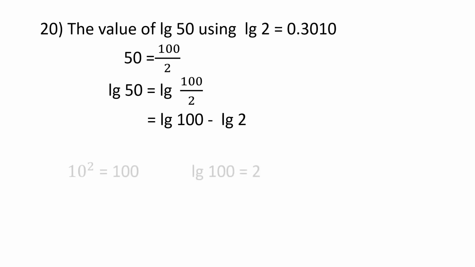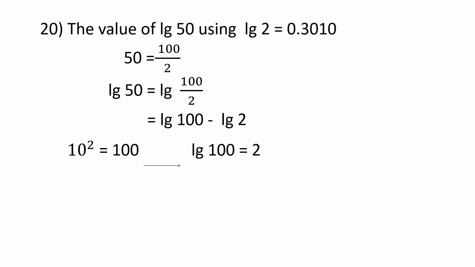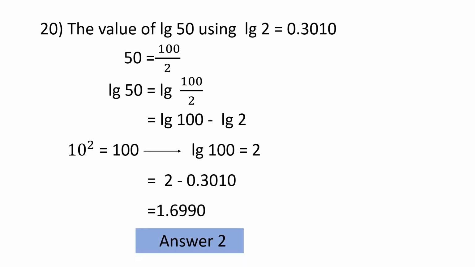You know 10 to the power 2 is equal to 100. Therefore, LG100 is equal to 2. So substitute LG100 with 2. Then 2 minus LG2 is 2 subtract 0.3010. The answer is 1.6990. From the given answers, the answer is answer 2.